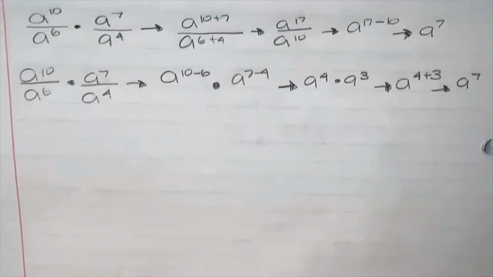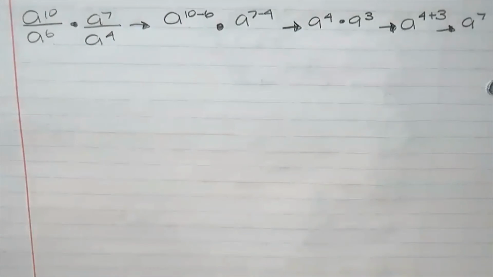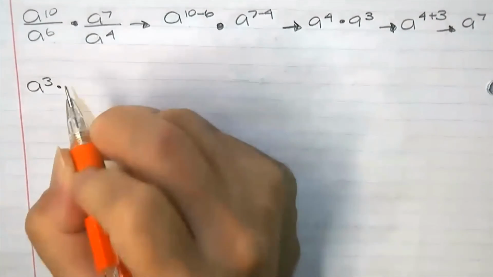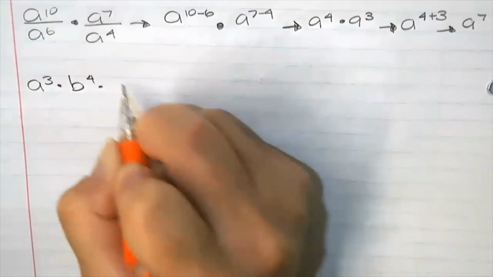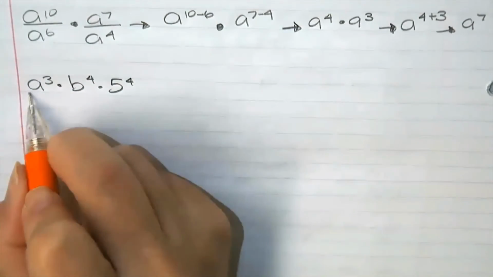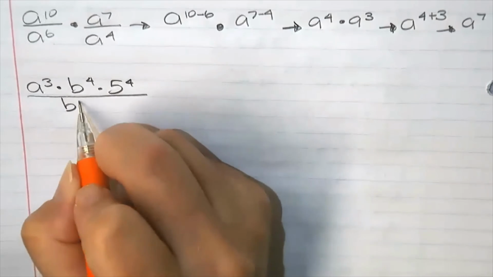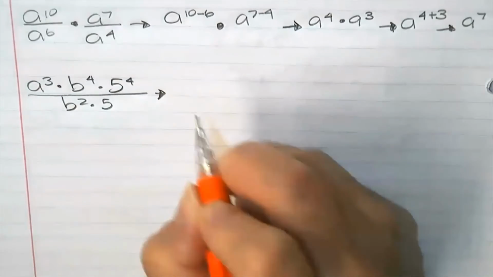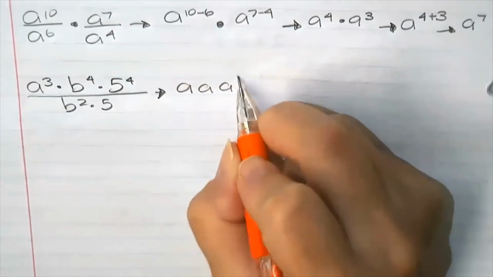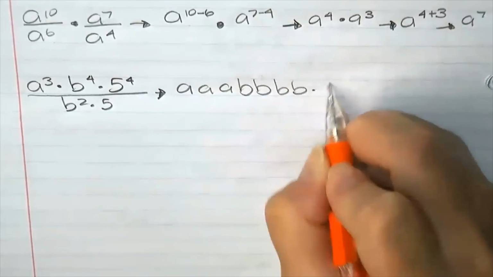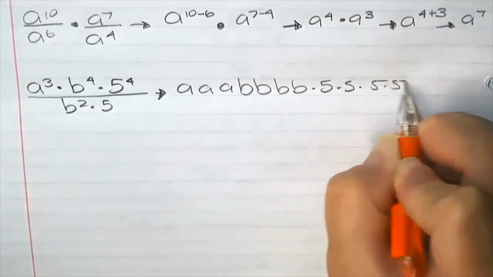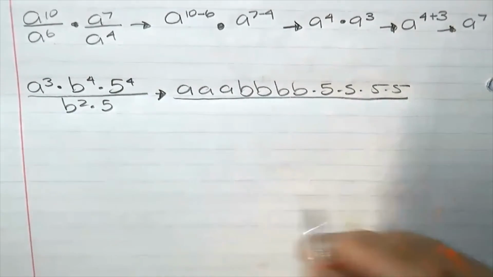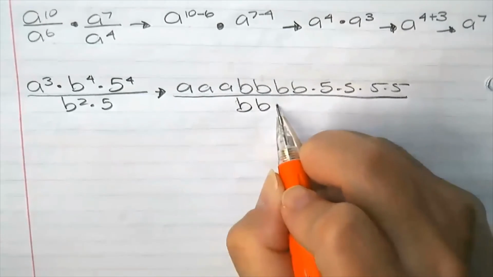Okay, let's do one more. A to the 3rd times b to the 4th times 5 to the 4th all over b to the 2nd times 5. Let's talk about what's going on here. We have a times a times a, b, b, b, b, times 5 times 5 times 5 times 5, all over b times b times 5.